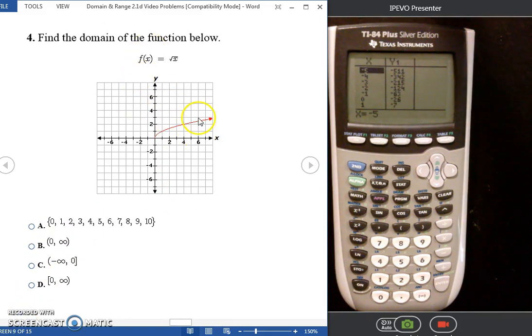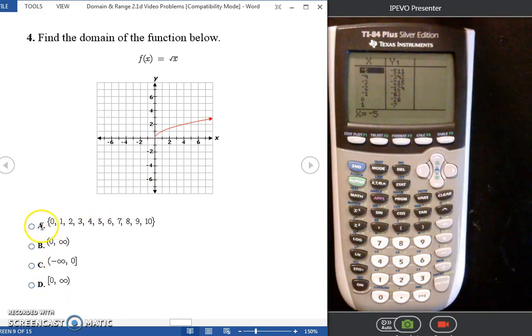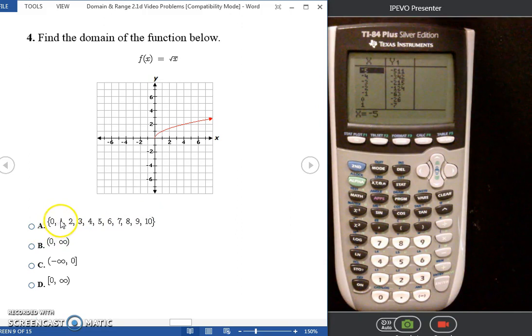In number 4, I have f of x is equal to the square root of x, and it gives me the graph. So if you're not sure how to tell the domain from the graph, you can go ahead and use the table on the graphing calculator. And as I look at my answers here, letter A is saying that you can have 0 and 1, but you can't have any decimals or fractions between those. You can have 1 and 2, but you can't have any decimals between them. Whereas B is saying you can have any number greater than 0. C is saying you can have 0 or any number less than that. D is saying you can have 0 and any number bigger than that.